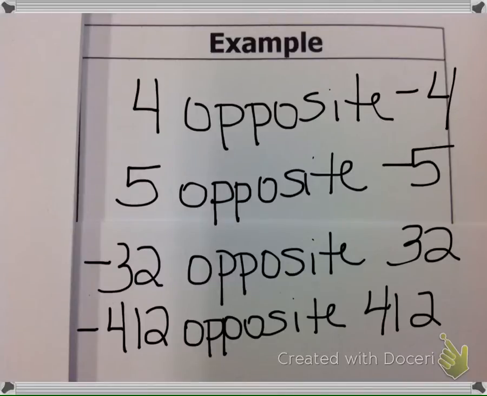Some examples of opposites. 4, the opposite would be -4. 5, the opposite would be -5. -32, the opposite would be +32. -412, the opposite would be 412. Those are examples of opposites. Pretty simple, self-explanatory. If you need to pause to get these examples down, you may, and then continue.